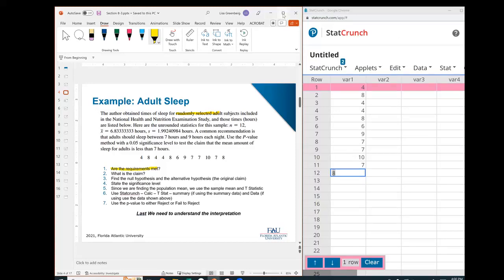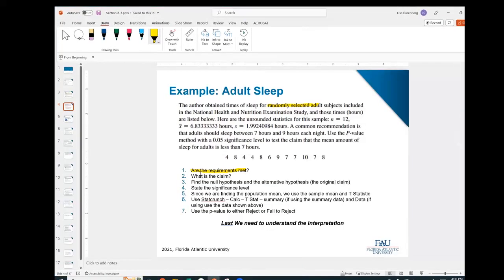Now, the next thing we want to do is find the claim. So we look through everything and we have a lot of information. A common recommendation is this: to test the claim that the mean amount of sleep for adults is less than 7 hours. So we have these two things.